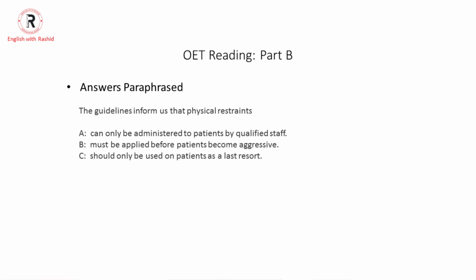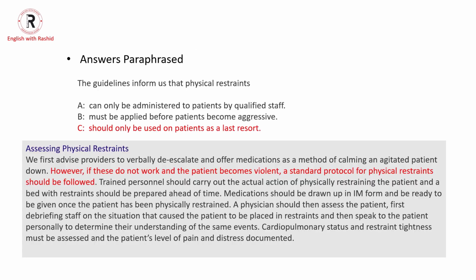Here's the question. The guidelines inform us that physical restraints, so we have three options, can only be administered to the patient by qualified staff, must be applied before patients become aggressive, should only be used on patients as a last resort. So look at the answer. The answer is C, but check out how it has been paraphrased. So, should only be used on patient as a last resort.